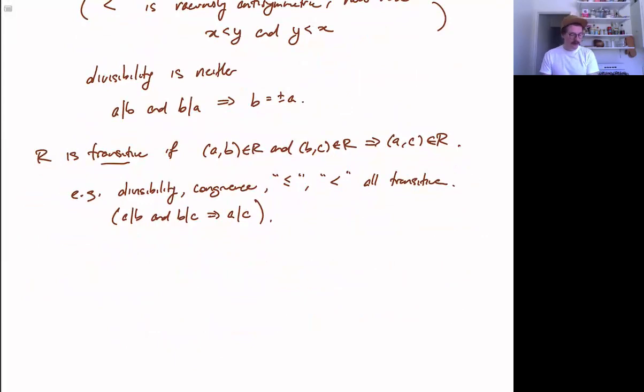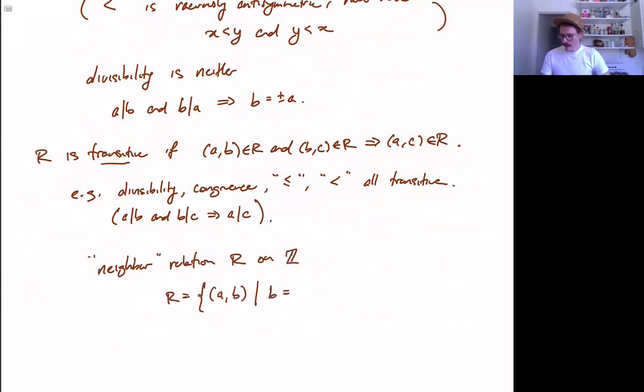But let's see an example of something that is not transitive. So let's define a sort of neighbor relation on Z by saying R, let's write it in this way again. When is a related to b? a is related to b when b is a plus or minus 1. So the things that are related to a are its neighbors, one to the left and one to the right.